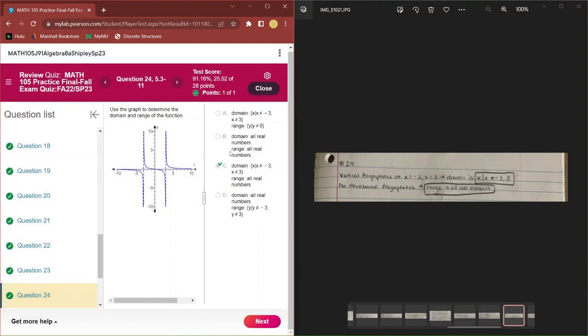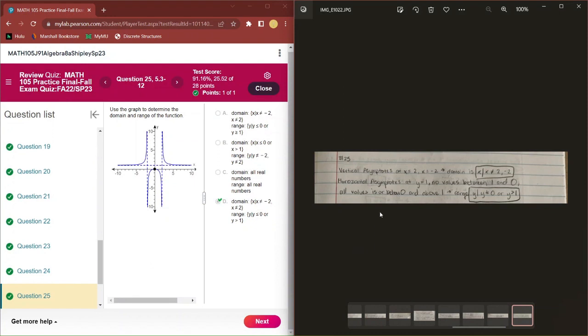All right, question 24. It's just asking for the vertical asymptotes pretty much and the horizontal. So because there's this dotted line here at x equals -3 and x equals 3, the domain looks like this because it can't be -3 or 3. But there's no horizontal asymptote, so that means the range is all real numbers.